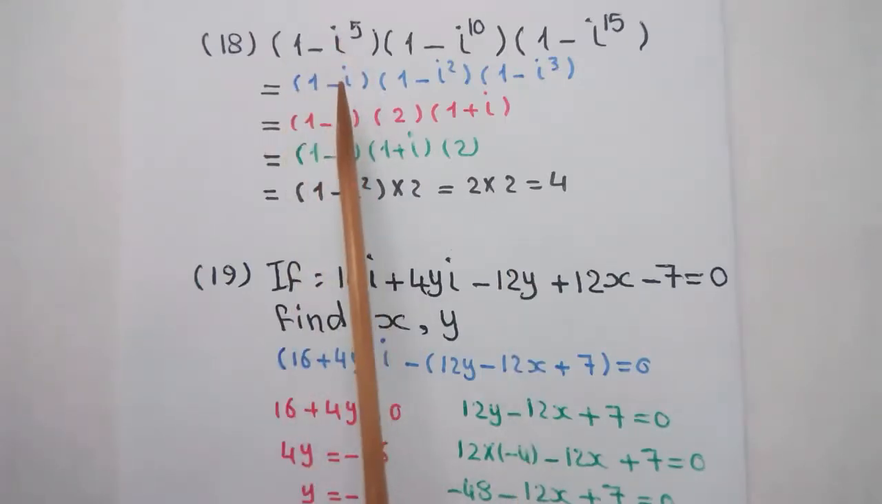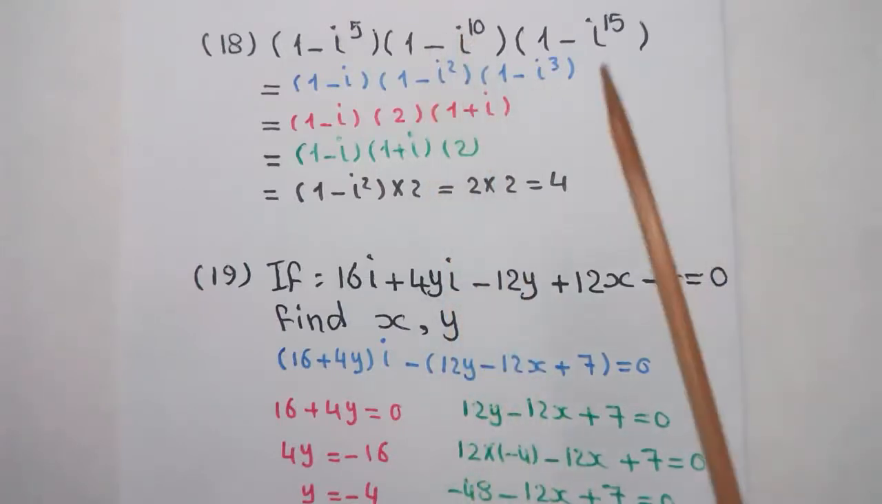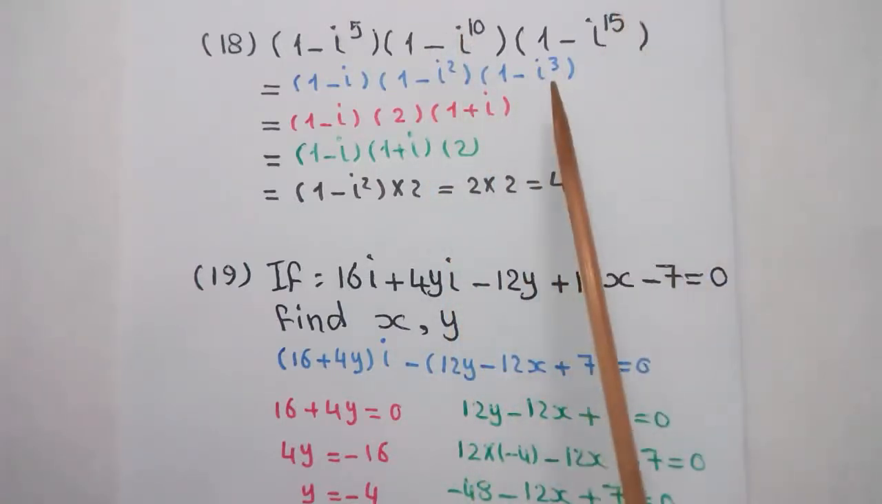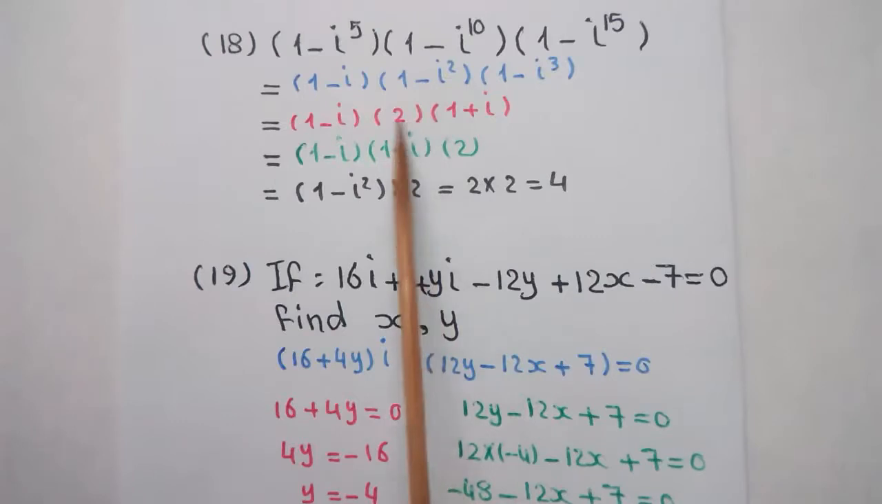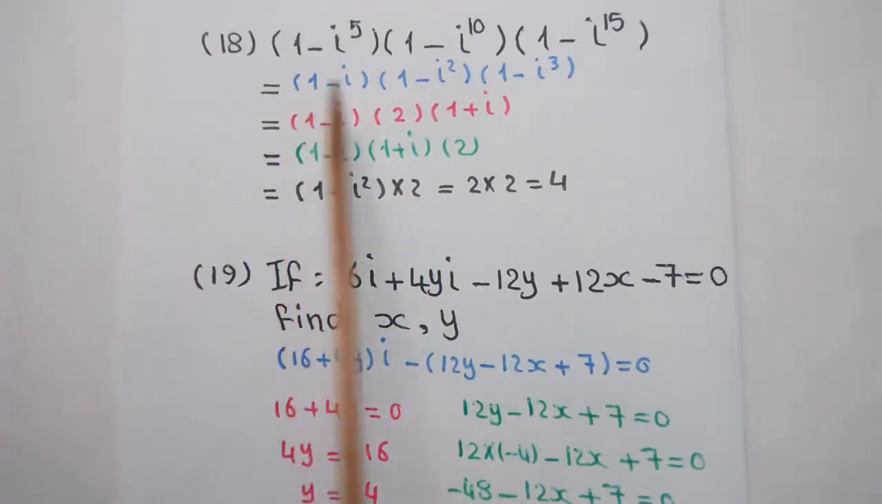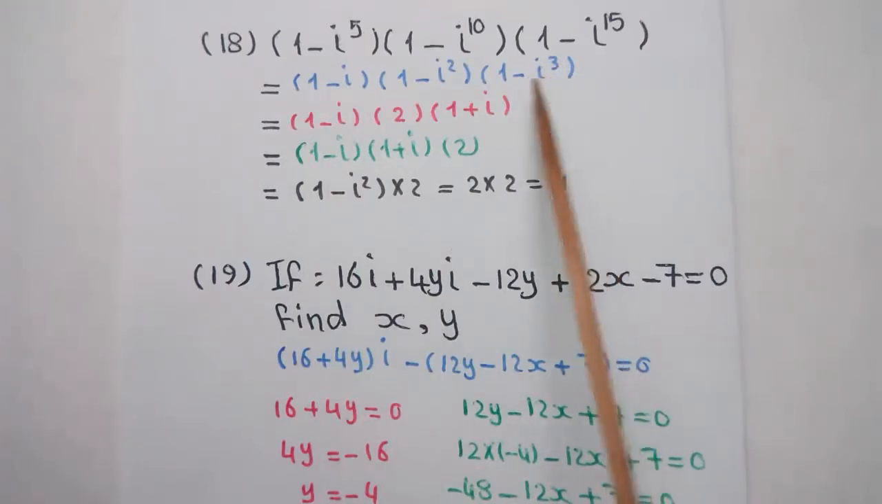i power 5 will be i. i power 10 will be i power 2. i power 15 will be i power 3. i power 2 will be negative 1, and negative, so plus 1 equals 2. 1 minus i. i power 3 will be negative i, and negative, so plus i.